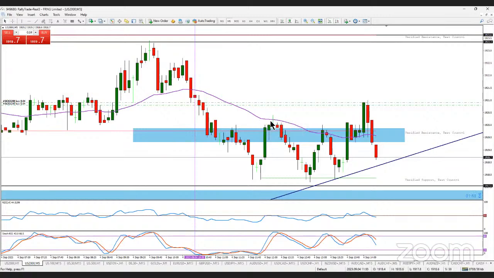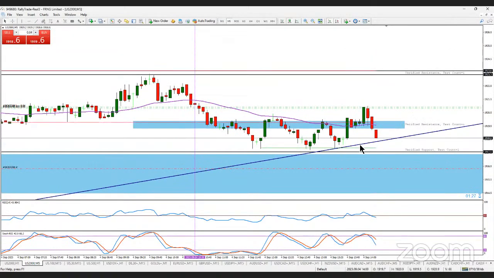On this moving average, you can see what I was saying. This candle has closed below this moving average, right? I'm waiting for the next one to hit either this trend line number 1, or number 2, this verified support.